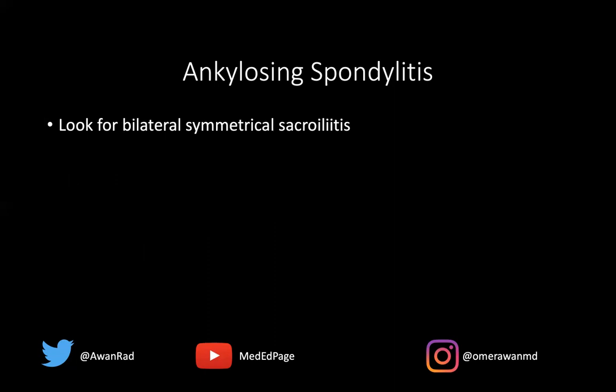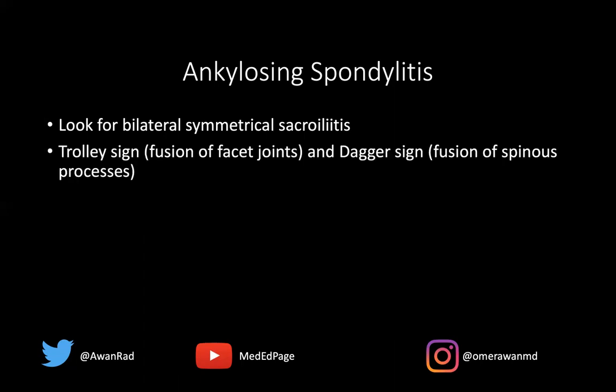And for Ankspon and IBD arthropathy, you want to look for bilateral symmetric sacroiliitis. So erosions that involve bilateral SI joints in a symmetric distribution, right? That's the key to diagnosing ankylosing spondylitis. There are certain signs that are also important, like the dagger sign that I just showed you in our index case for fusion of the spinous processes. You can also have the trolley sign, which is fusion of the facet joints, right? Fusion of the facet joints on each side of the spine that give the trolley sign, right? So those are all very important signs in the setting of ankylosing spondylitis that can be a clue to the diagnosis.